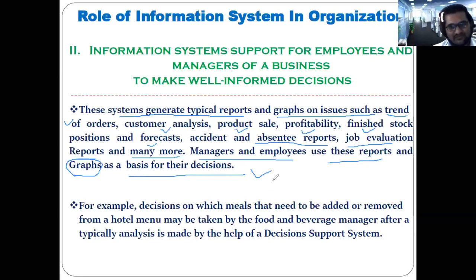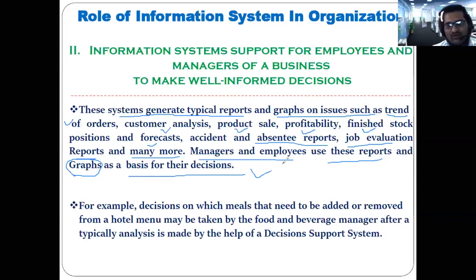Understood? All of you got what kind of support is being given by the information system to the managers? Yes. Now we have to see the example, related to a hotel. Now consider Mayur is running one hotel business, and he has utilized the information system.